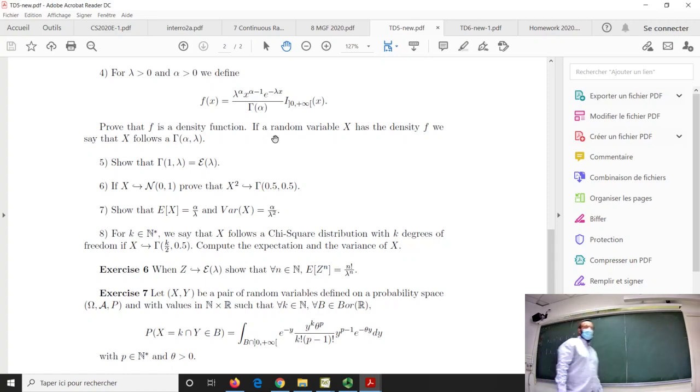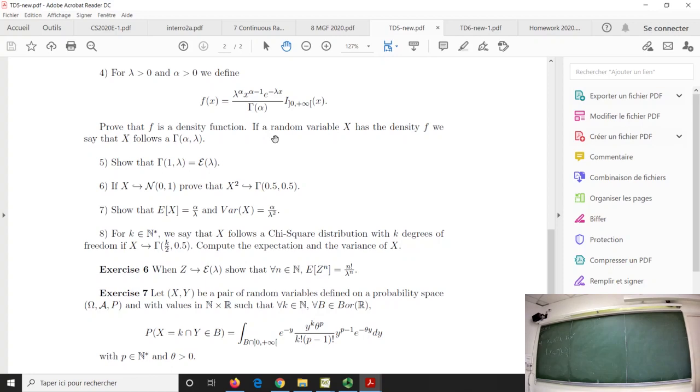So I have already done the job for k equal to 1, okay? For a general k, it's a gamma k over 2, 1/2. This one, why not? And typically, for k equal to 1, I recover what I have done in question 6. That is, a gamma 1/2 is just a chi-square of parameter 1. Chi-square of parameter 1 being defined as the square of N(0,1).